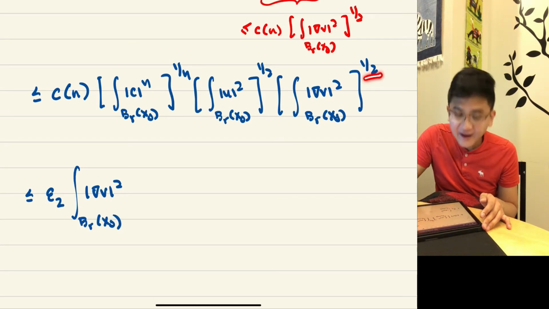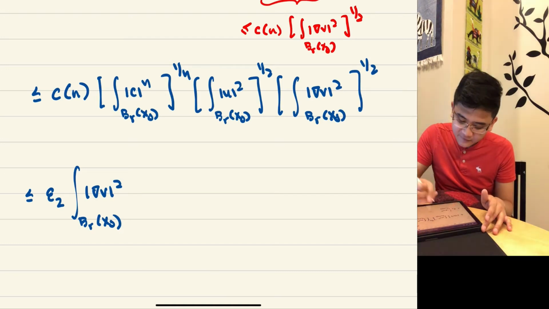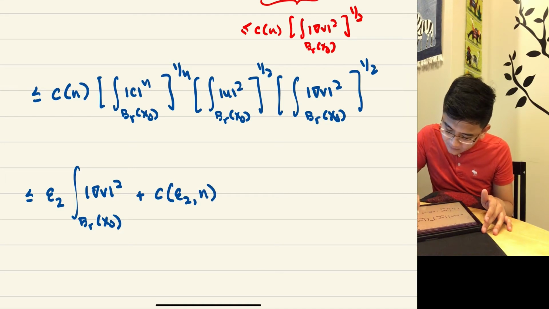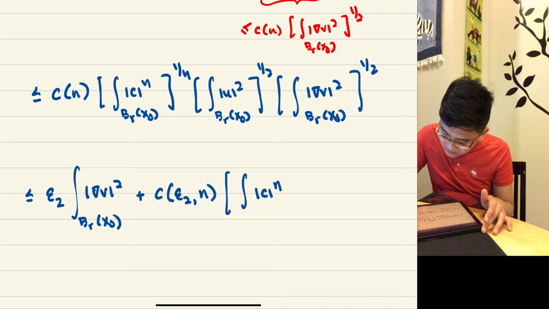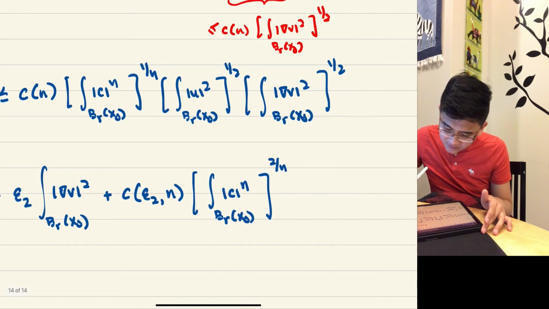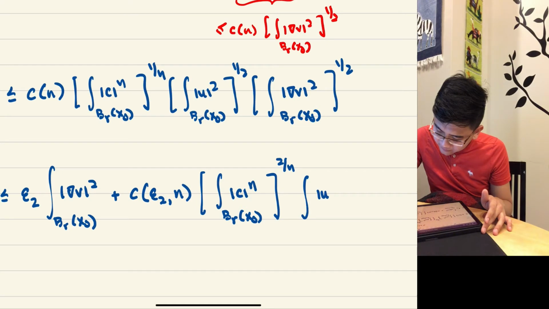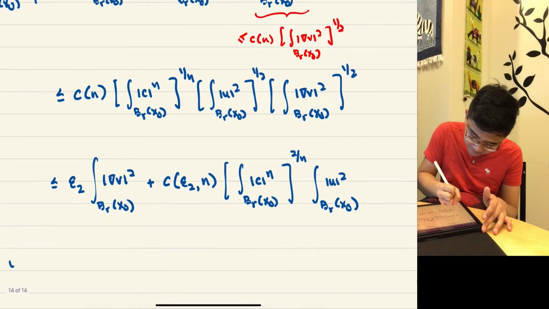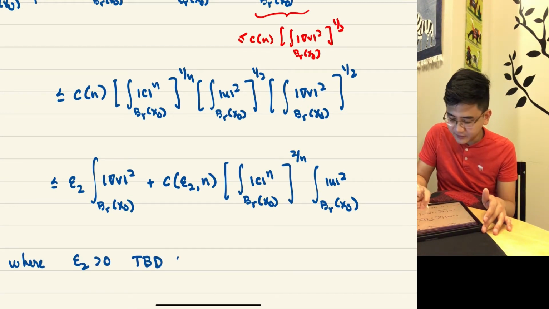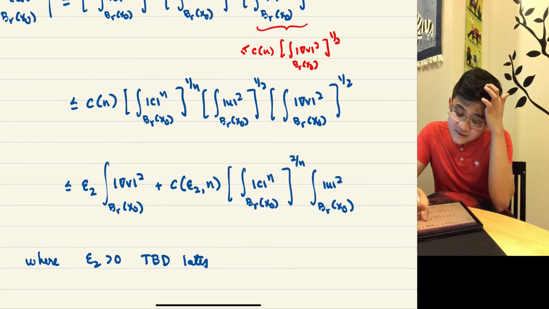So this is raised to 1/2, so you square it, the 1/2 disappears, plus some constant dependent on epsilon 2 and n, multiplied to 2 over m times the L2 norm of u, where epsilon 2 is positive, to be determined later. Okay, so at this point it's getting a bit messy.